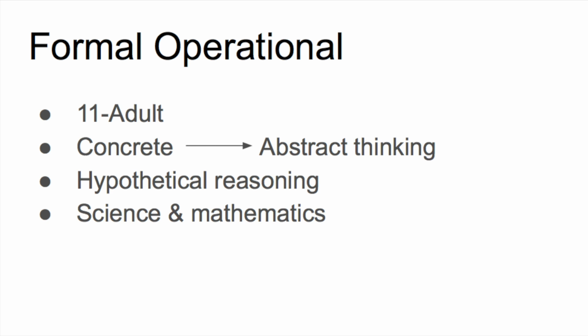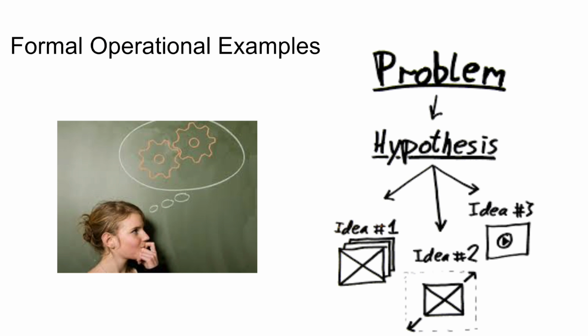However, the formal operational stage is not sufficient for all-around school success. Formal thinking works best for mathematics and science classes. On the left, there is a girl thinking abstractly and out of the box. On the right, there is an example of hypothetical reasoning in the scientific process. Hypothetical thinking in this stage is thinking beyond the facts you are given and then asking, what if?